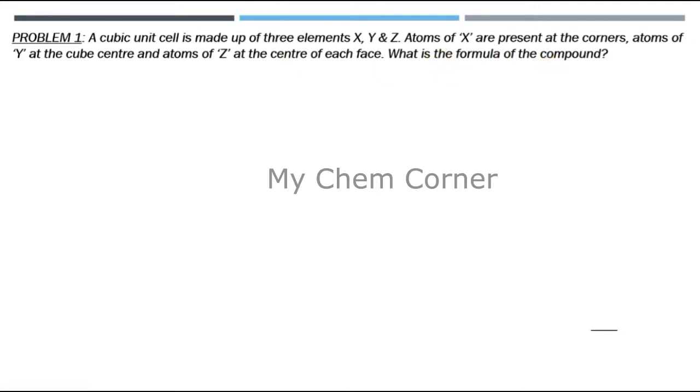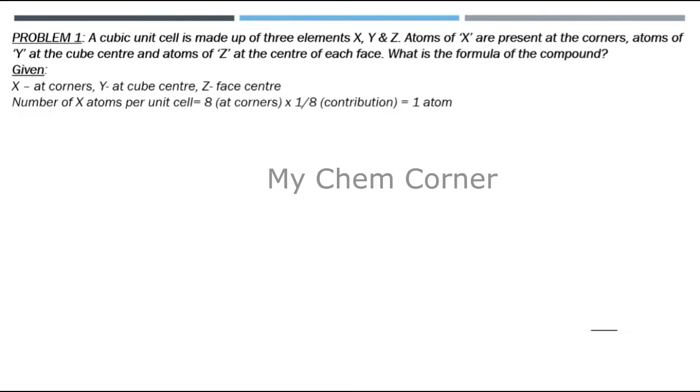Before we move into how to find the formula, we will have to compare this question to how to find the number of atoms per unit cell, which we did in the previous video. If you haven't watched that video, I'll put the link in the description box. Please do watch it before you solve problems based on this. Now, what have they given in the question? X is present at the corners, Y is present at the cube center, and Z is present at the face center. So we are going to solve it individually for each of these atoms.